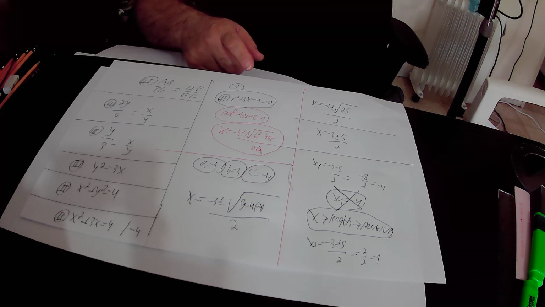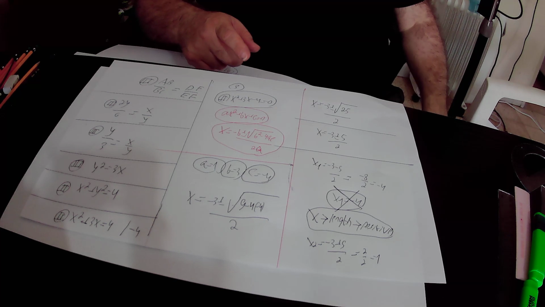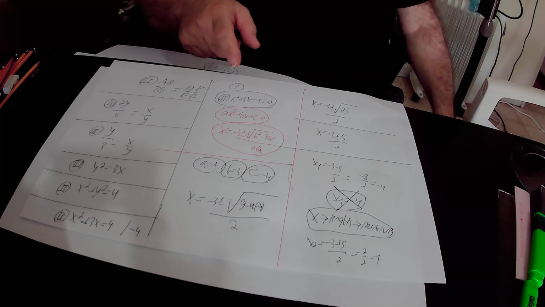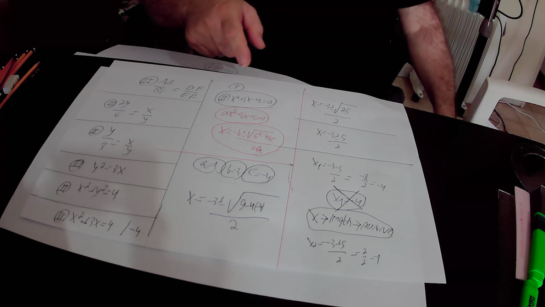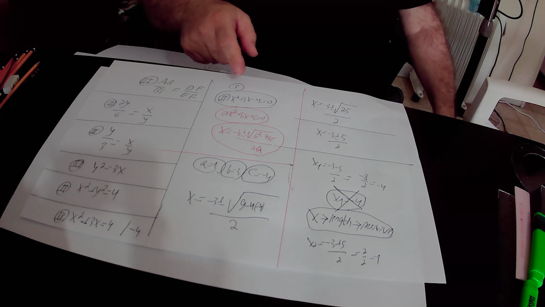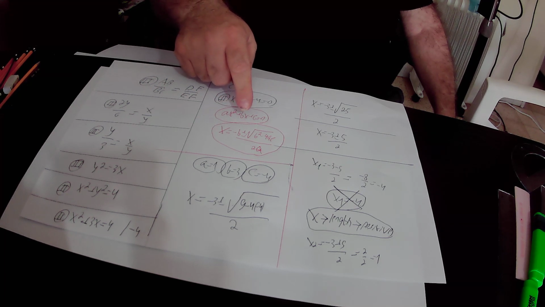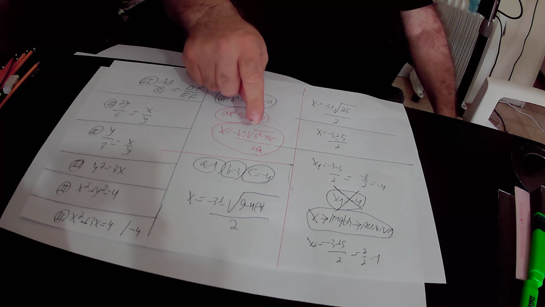This is a quadratic equation, and the general form of a quadratic equation is ax squared plus bx plus c equals 0. Here a, b, and c are the coefficients of the quadratic equation, and x is the variable that we are looking for. And we will find the value of x according to the formula x equals minus b plus or minus the square root of b squared minus 4ac, over 2a.